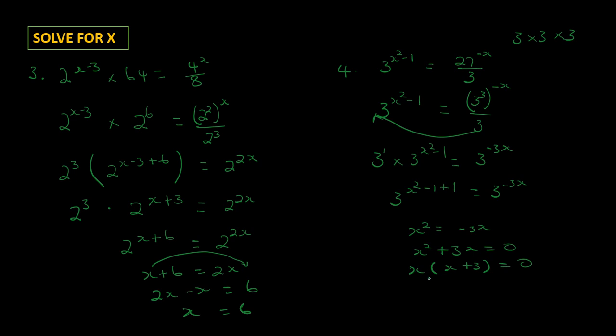This is a product. In order for this to be 0, x must be 0, or x plus 3 must be 0. Okay, so we have x is equal to 0, or x plus 3 is equal to 0, and this leads to x is negative 3, and our problem is solved. Okay, let's look now at the next set of problems.